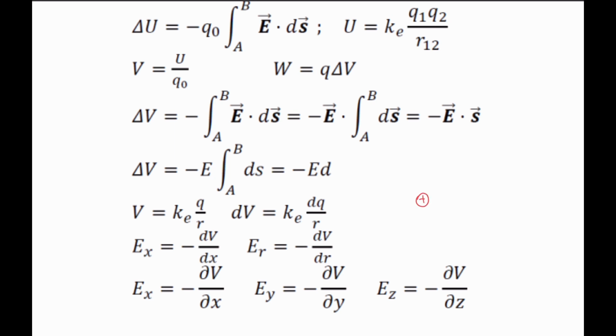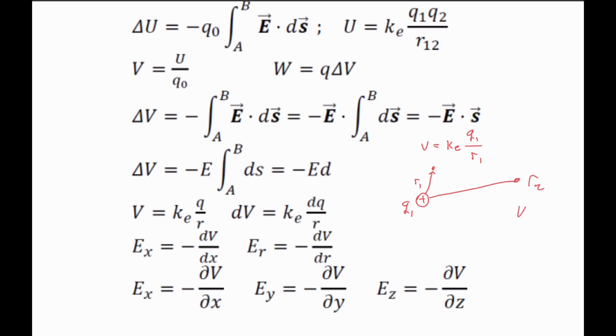Let's say you have it here. The potential at this point, let's call it R1, is literally equal to ke, let's say the charge has charge Q1, over R1. Let's say you want to find the potential at another point here, R2.